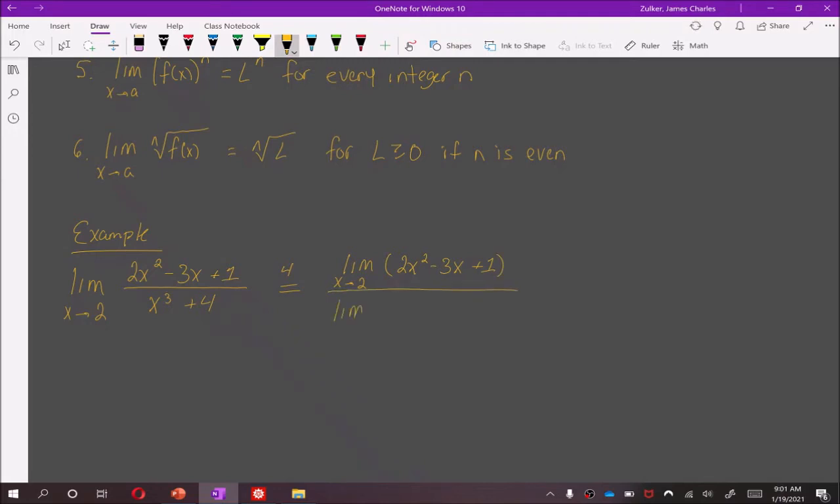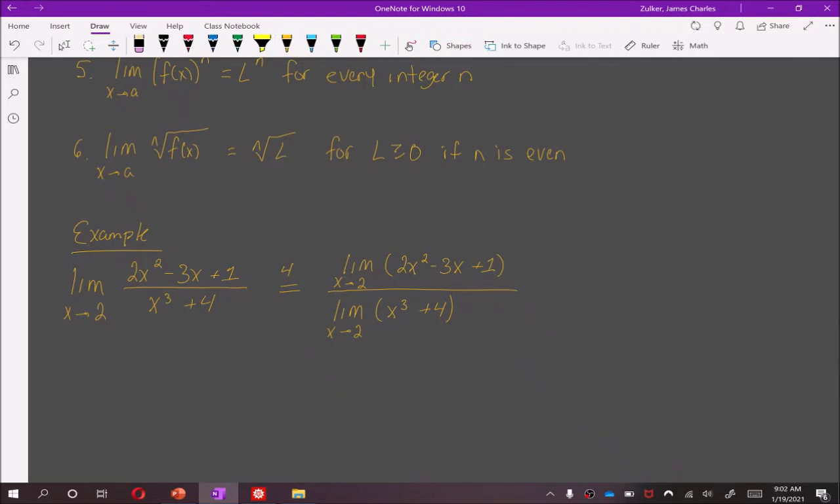divided by the limit as x approaches 2 of x cubed plus 4. And remember, this is only going to be valid as long as this limit is not 0. And we can rest fairly confidently that this will not be 0. Now, the numerator is a limit of a sum or difference, and so is the denominator. So that is the first limit law.